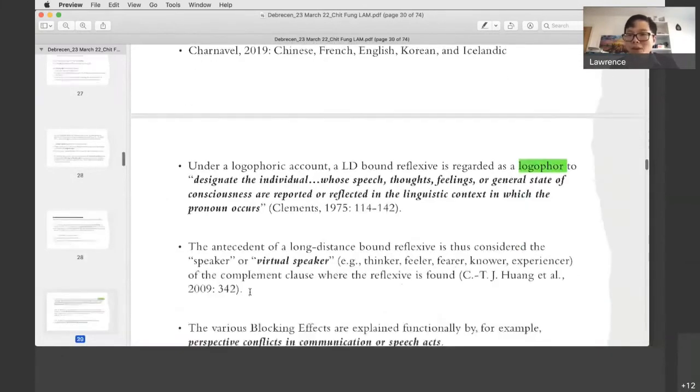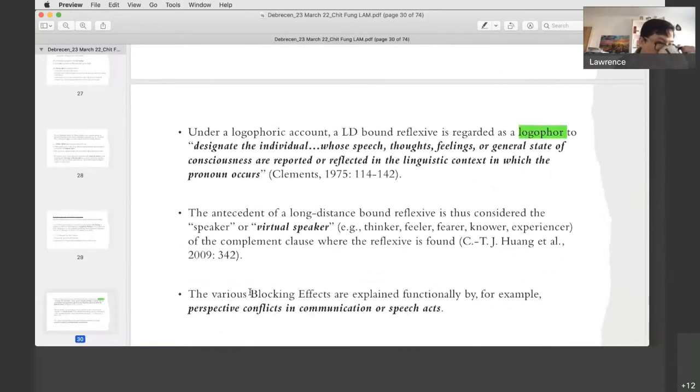So what exactly is a logophor? Here I'm quoting a very famous quote that we usually see in any studies on logophors. So what is a logophor? A logophor designates the individual whose speech, thoughts, feelings, or general state of consciousness are reported or reflected in the linguistic context in which the pronoun occurs. It's been quoted many, many times in the literature. It means that jizzy is used to refer to somebody whose speech or thoughts or feelings we're talking about. And this antecedent, sometimes we call them the virtual speaker: the thinker, the sayer, or the feeler, the one who has a feeling.